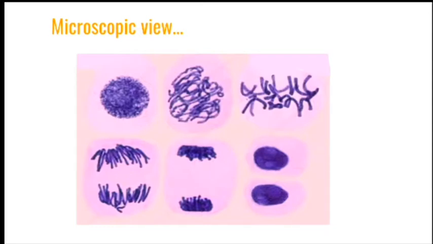Here we can see a microscopic view of different stages of the cell cycle. The first one is interphase, then prophase, metaphase, anaphase, telophase, and the last is cytokinesis, that is the division of cytoplasm.